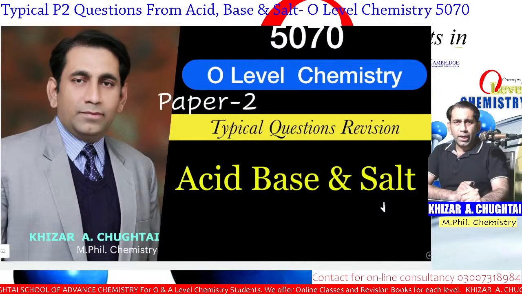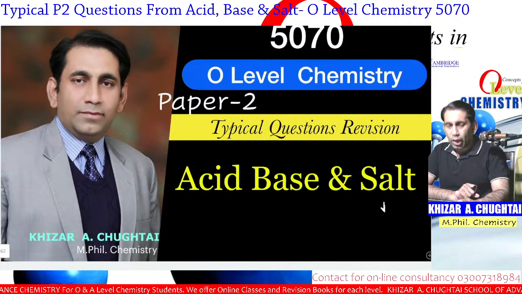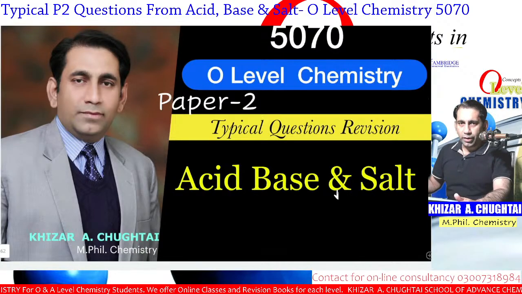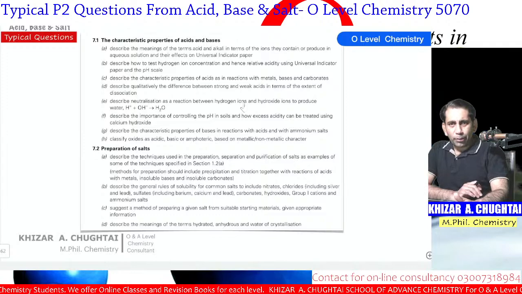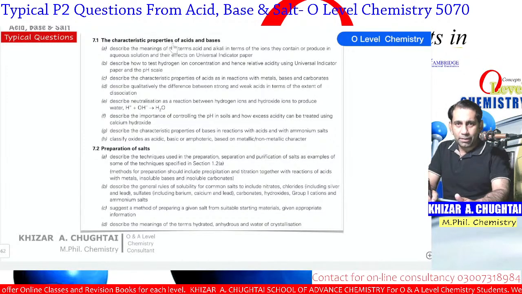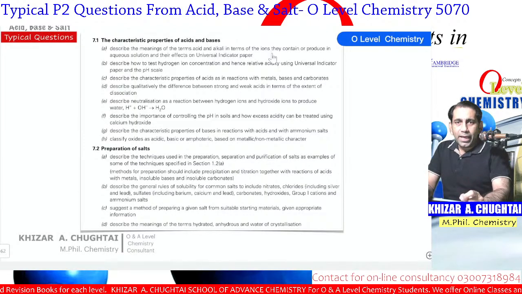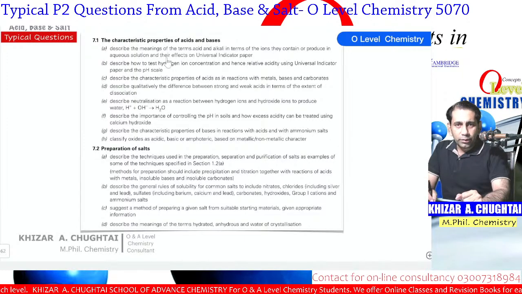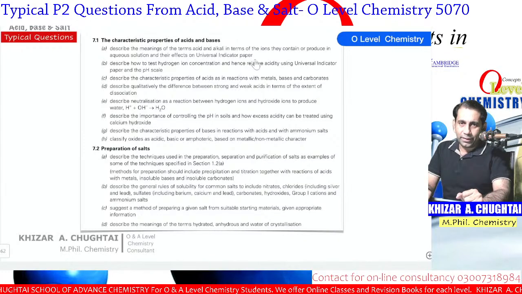First of all, I would like to introduce the basic syllabus line regarding O-level chemistry. Let's see over here. The characteristic properties of the acids and bases. You know about this one: describe the meaning of the term acid. What is an acid? What is an alkali? In terms of ions they contain or produce in aqueous solution, and their effect on universal indicator paper.